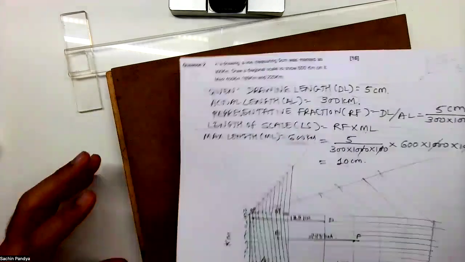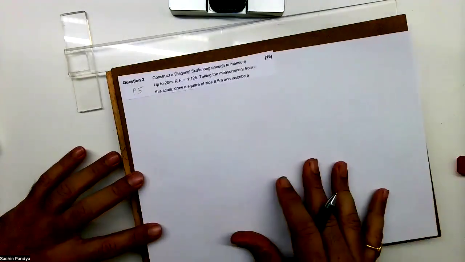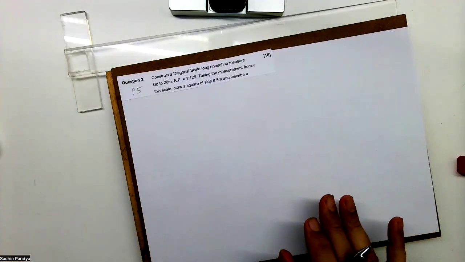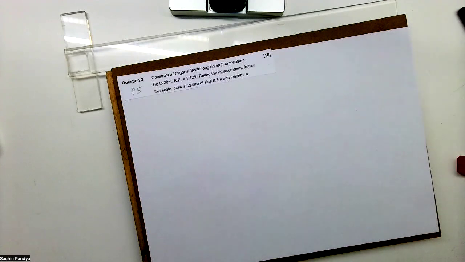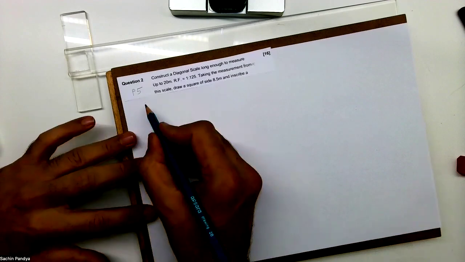Got it? So we are done with paper 4. Now we'll go for paper 5. I hope you people are getting it. Again, one more diagonal scale. I don't know, but a lot of diagonal scales.